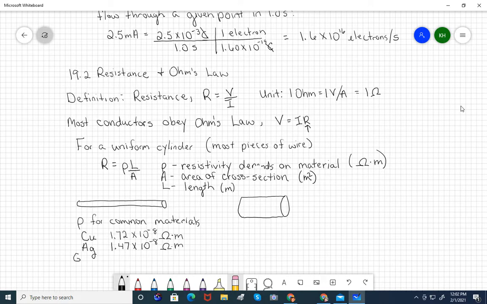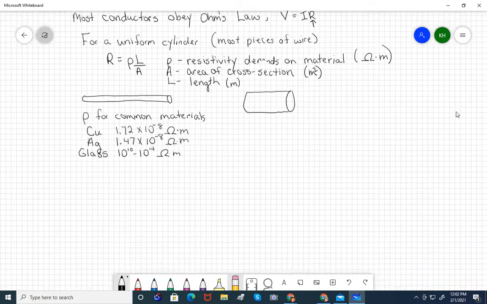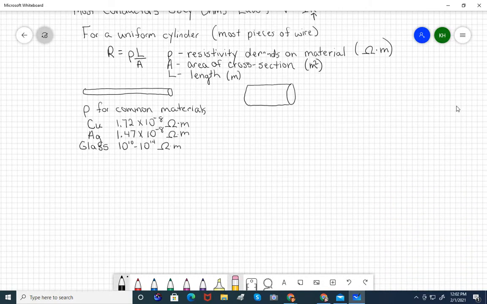Glass, which we consider to be a good insulator, not a good conductor, has resistivities that are generally on the order of 10 to the 10th to 10 to the 14th ohm meters. Notice that's a huge number, whereas the ones for the metals were very low. And then finally I have Teflon, also a very good insulator. Generally it's going to be greater than 10 to the 13th.